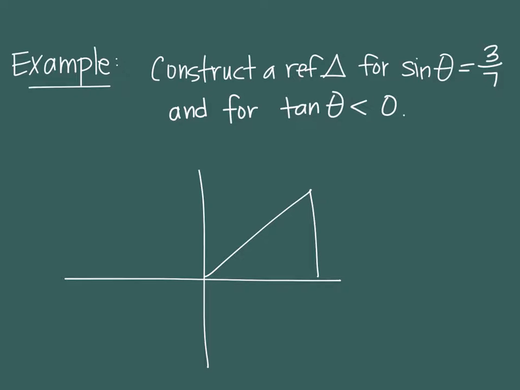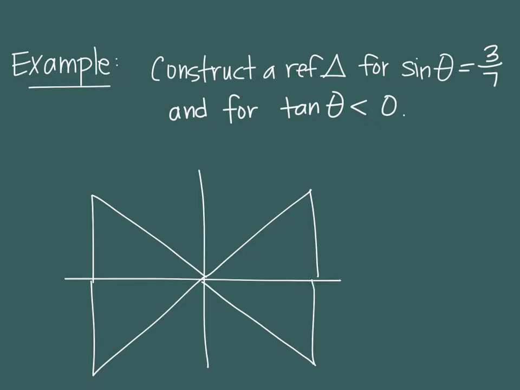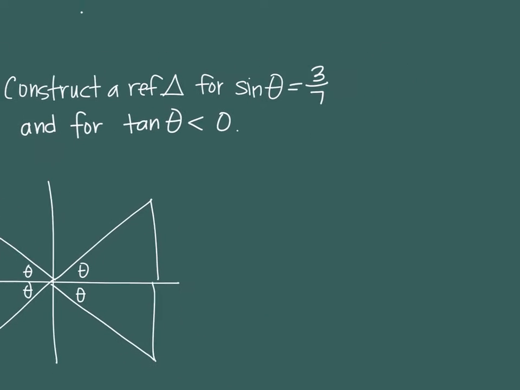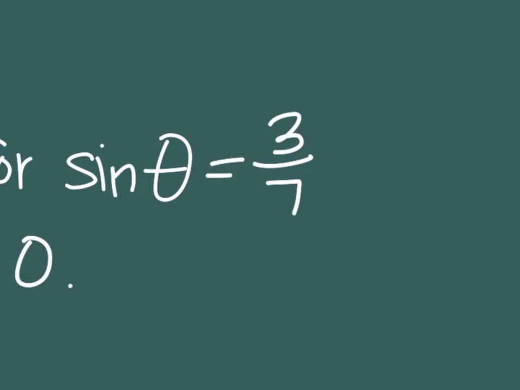It could be in quadrant 1. It could be in quadrant 2. It could be in quadrant 3, or it could be in quadrant 4. These are my possibilities. Okay, a couple other things we know. Here's how we're going to think about working backwards. Sine is the fraction opposite over hypotenuse. So what can you tell me just by looking at the number 3 and 7?